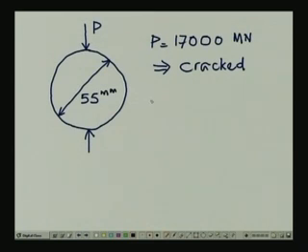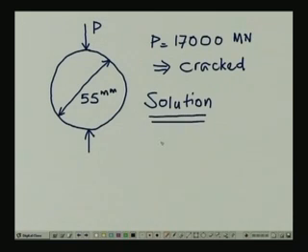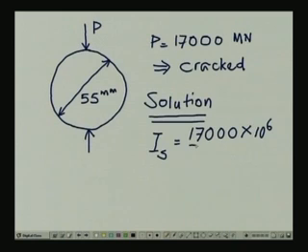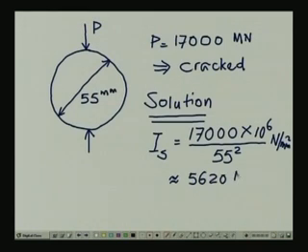Okay. So first of all, the solution: what we are going to do is to find out the point load index I subscript s, and you recall from your notes from the last lesson, I subscript s in this case is going to be equal to 17,000 multiplied by 10 to the power 6, divided by 55, the diameter of the core specimen, squared, and the unit of it is going to be Newton per millimeter square, that is equal to approximately 5620 Newton per square millimeter, or MPa. Actually this unit is the same as MPa.